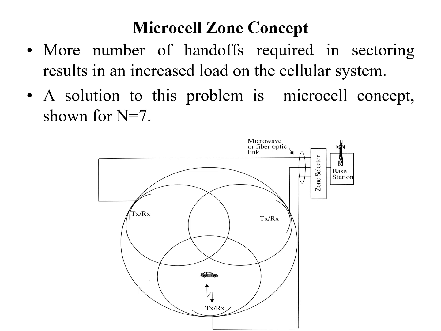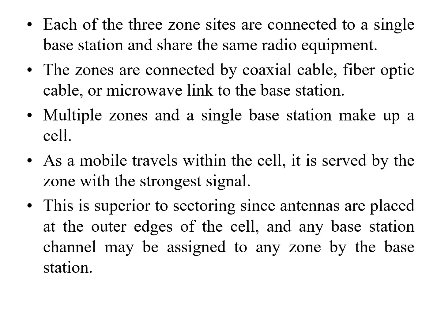Microcell zone concept. More handoffs required in sectoring result in an increased load on the cellular system. A solution to this problem is the microcell concept, which is shown for N equal to 7. Each of the 3 zone sites is connected to a single base station and shares the same radio equipment. The zones are connected by coaxial cable, fiber optic cable, or a microwave link to the base station. Multiple zones and a single base station make up a cell.